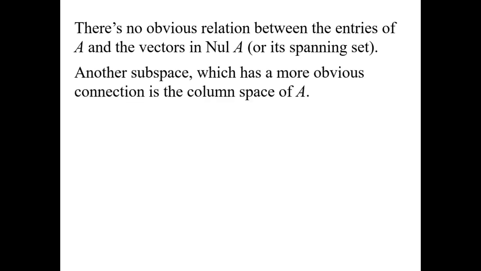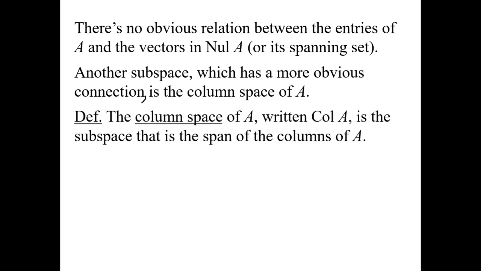Now, let's consider a different vector space, though. There's another special vector space. There are much more obvious connections. Another subspace which has more obvious connection is the column space of A. Okay, so now this is a new definition. The column space of A, which we're going to denote col A, is the subspace that is the span of the columns of A. So now we're going to take all the columns of A and create a new space that is the span of these columns. Fine.